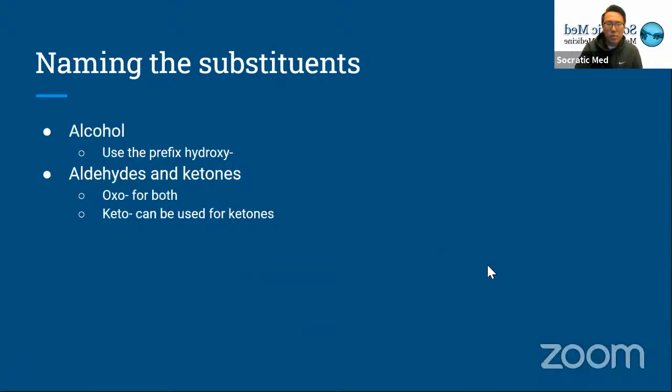And other substituents. For alcohol, you use the prefix hydroxy when it's not part of the parent chain. And for ketones and aldehydes, you use oxo for both. So for aldehydes and ketones, you can use oxo as the substituent name. Sometimes they use keto for ketones.